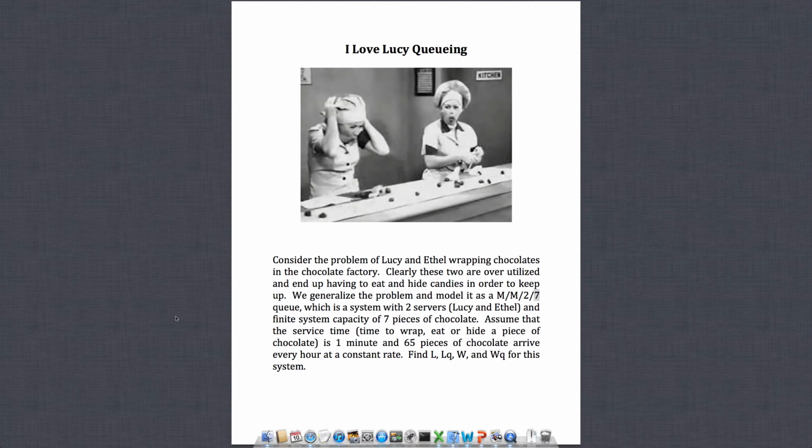And so from that, hopefully you got a little snippet of what is happening. Essentially, these two are overutilized. They have the task of wrapping the candies or the chocolate, and they start coming at a much faster rate and they can't handle it. So essentially, the system is not stable in this scenario, and they're overutilized. And so instead of just wrapping the candies, they start eating the candies or trying to hide the candies in their hat and their chef garb here.